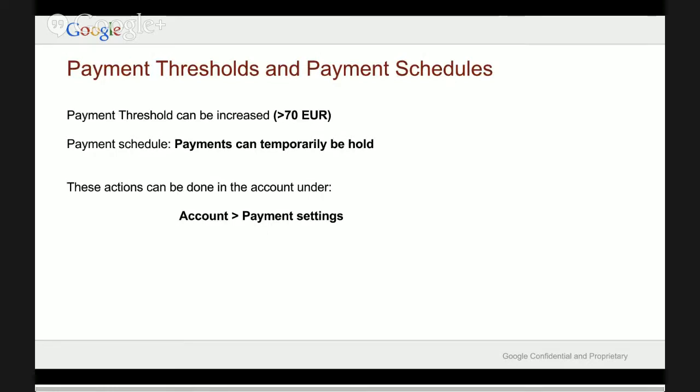In terms of thresholds or payment schedules, we also get questions around that. For example, whether the payment threshold can be changed. The minimum threshold is not negotiable. We have 70 euro, but publishers can actually increase that amount. It cannot be lowered. And this can be changed through the account and payment settings.